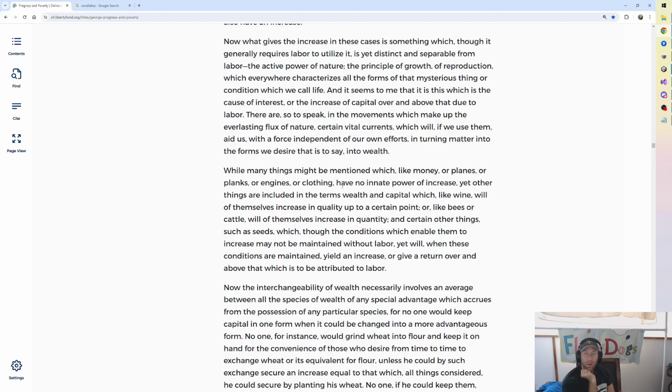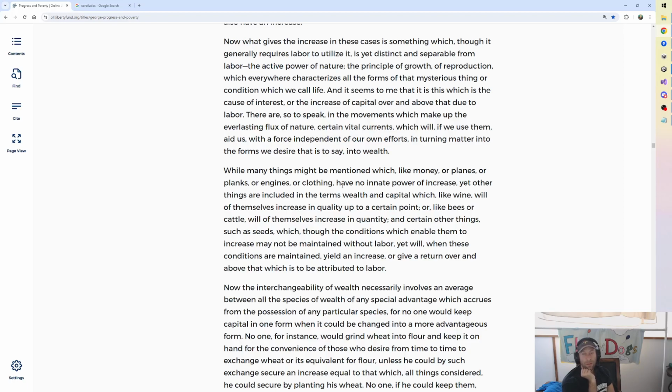The active power of nature, the principle of growth, of reproduction, which everywhere characterizes all the forms of that mysterious thing or condition which we call life. And it seems to me, George, that it is this which is the cause of interest, or the increase of capital over and above that due to labor. There are, so to speak, in the movements which make up the everlasting flux of nature, certain vital currents which will, if we use them, aid us with a force independent of our own efforts in turning matter into the forms we desire, that is to say, into wealth.